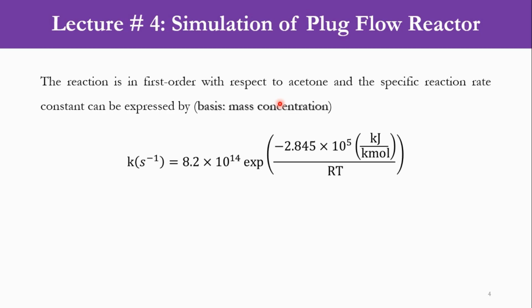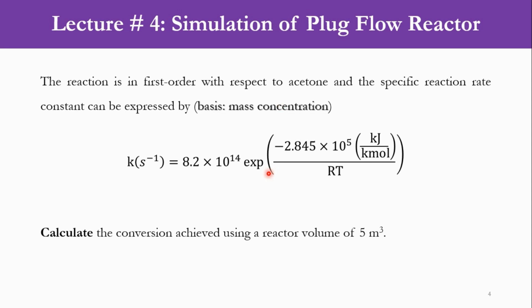The basis which is given to us is mass concentration, and our task is to calculate the conversion of acetone in this reactor while the reactor volume is 5 cubic meters. So using this statement, we will now go to Aspen Plus and simulate the plug flow reactor, to understand how we can provide our kinetics, and finally what conversion of acetone we achieve using this simulation.